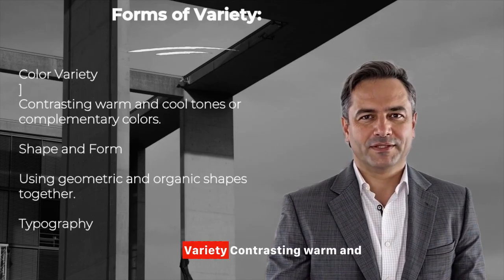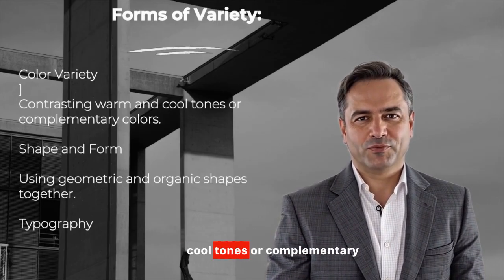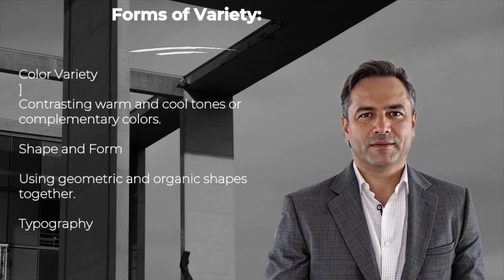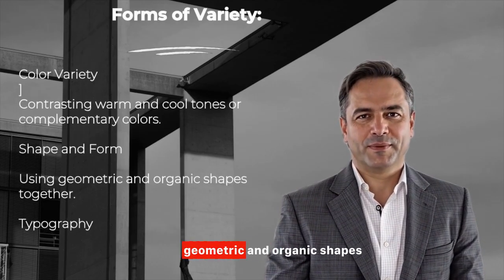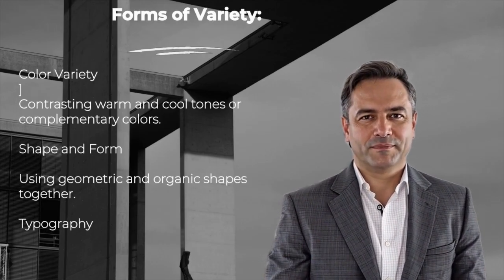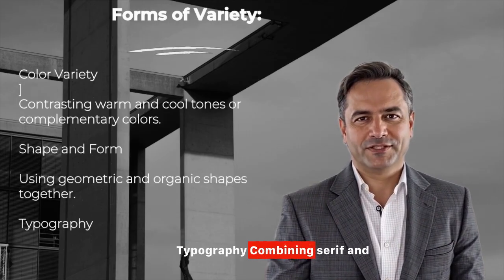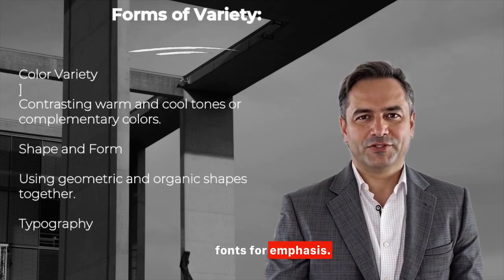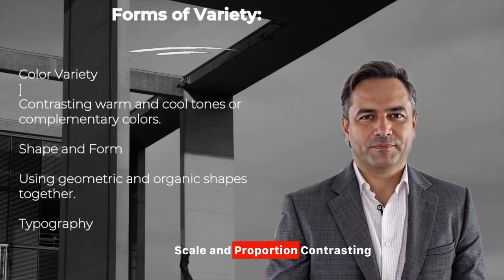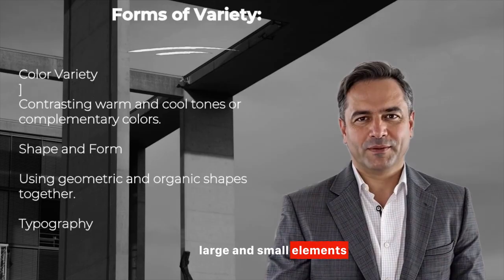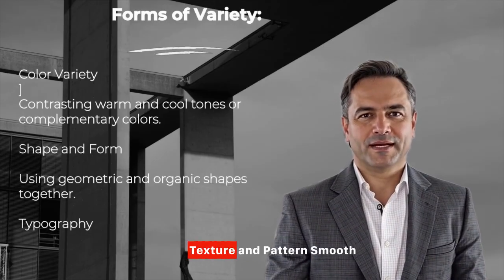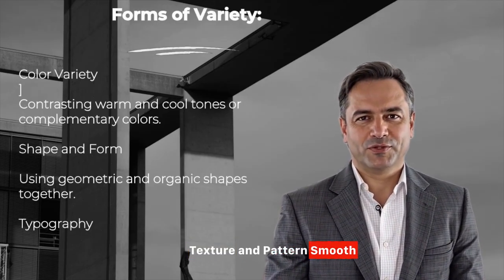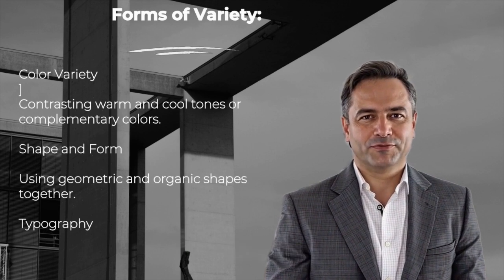Forms of variety. Color variety: contrasting warm and cool tones or complementary colors. Shape and form: using geometric and organic shapes together. Typography: combining serif and sans serif fonts, using display fonts for emphasis. Scale and proportion: contrasting large and small elements to draw focus. Texture and pattern: smooth and rough textures in juxtaposition.